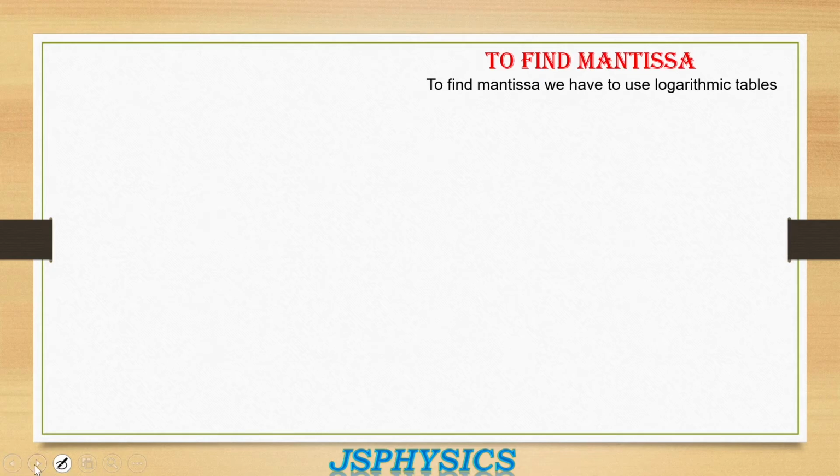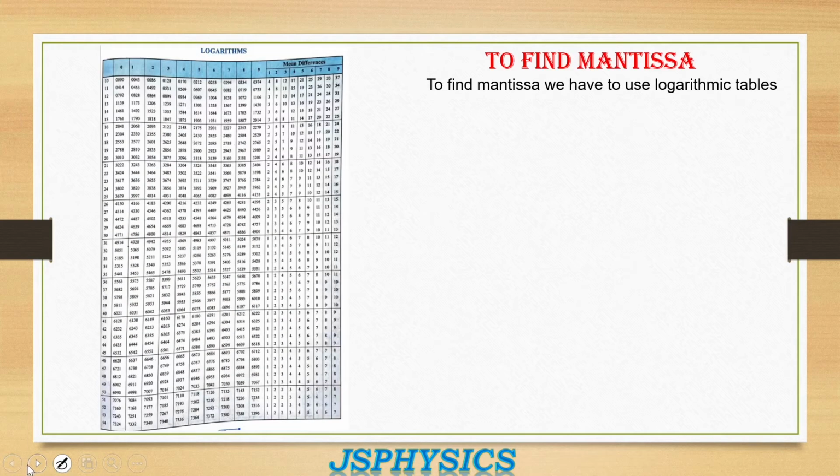Now once we know the characteristic, we should learn how to find the fractional part, that is mantissa of a given log. So to find the mantissa, we have to use logarithmic tables. This is one such table in front of you. Now here we can observe this table properly. Here you can see the first row contains the numbers from 0 to 9, and then we have the columns for mean differences again from 1 to 9.